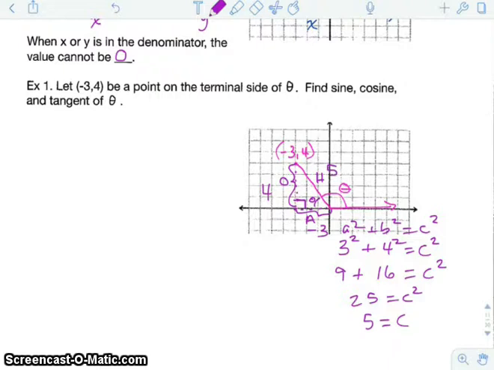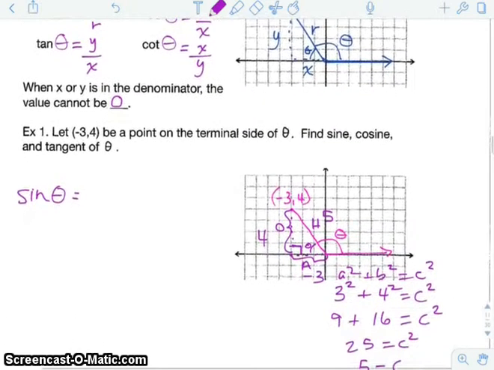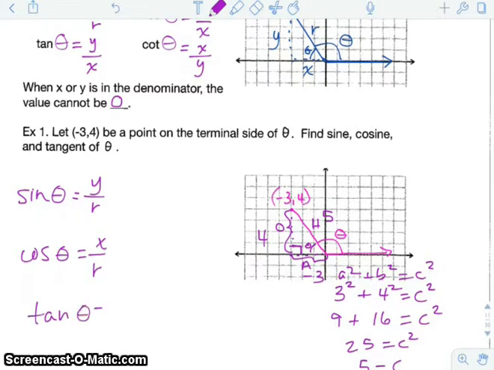So sine of theta, I'm going to look back to my values up here if I need to. It's y over r. Cosine of theta is the x value over r. And tangent of theta is my y value divided by my x value. So sine is 4 over 5. Cosine is -3 over 5. And tangent is 4 over -3.